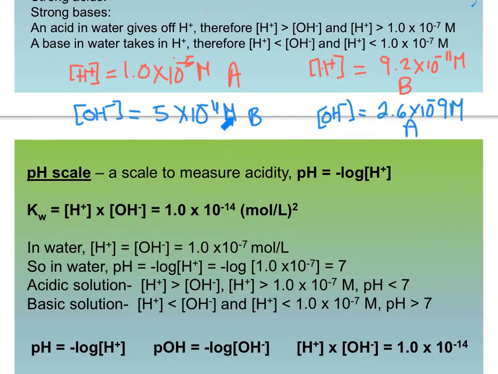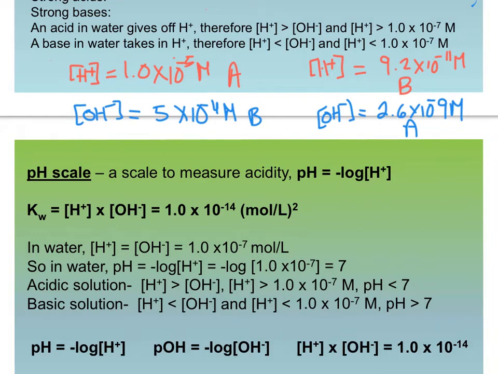Now, looking at these numbers though, our brain can't really comprehend these numbers very well, right? You know, this is 0.00001, 0.005, and 0.10 zeros and then a 9. It's just really hard for us to look at these numbers and comprehend them easily. And so because of that, they came up with something called the pH scale.